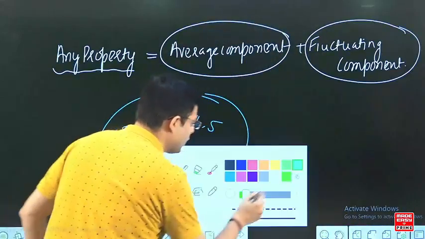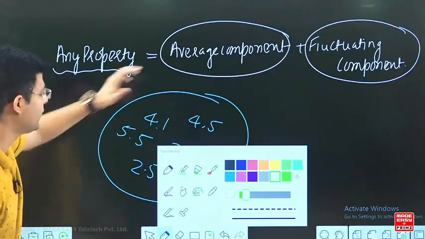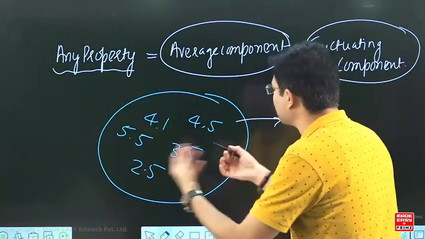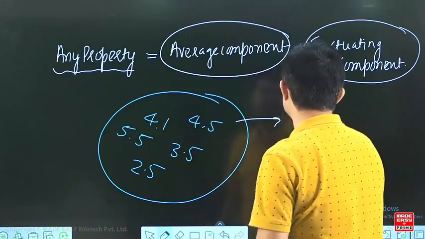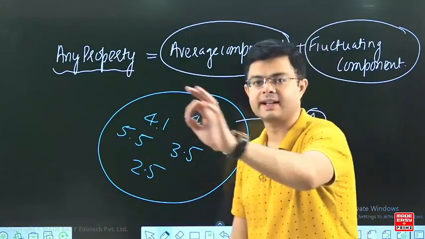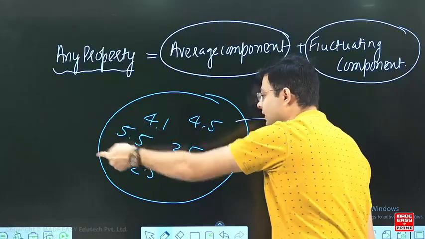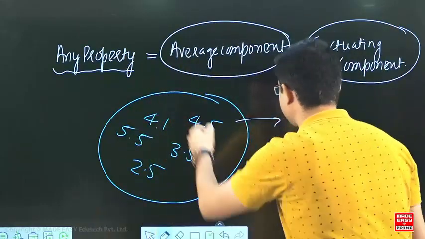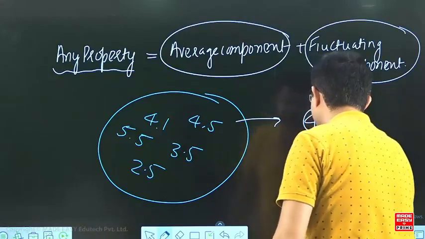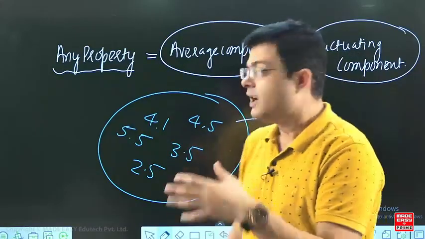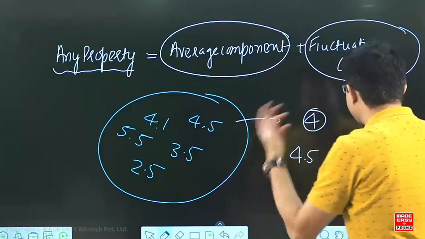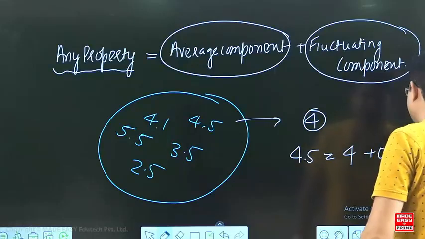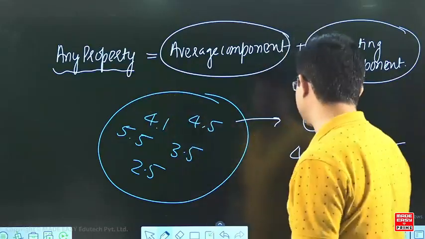So what scientists said was that for this huge variation, you can find an average velocity. For example, just for the sake of example, let us say the average of all these velocities is 4. Then they said any velocity, for example 4.5, can be written as a combination of average plus the fluctuating part.